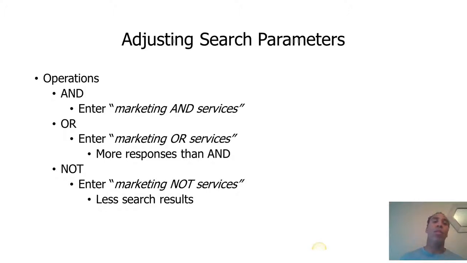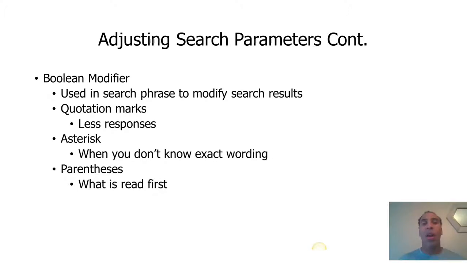Adjusting search parameters, so operations: enter marketing and services, right? So first I put marketing, I get 1 million. Then I put marketing and services, then I get 500,000. It narrows my search. Or marketing or services, right? So that's going to make my search more expansive, with more responses. So you want to enter marketing, not services. So I want marketing, not services. That's going to limit it even more, and you're going to get less search results.